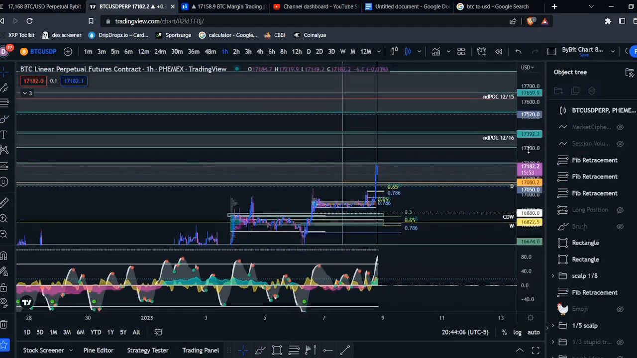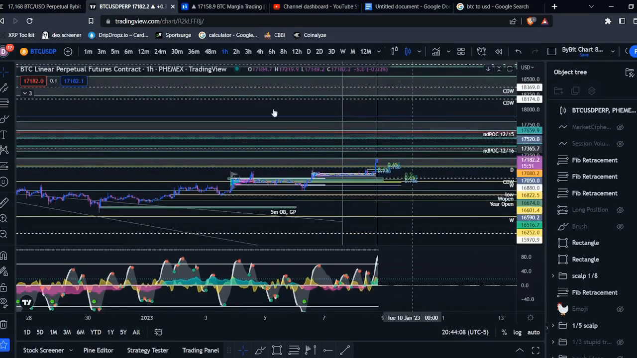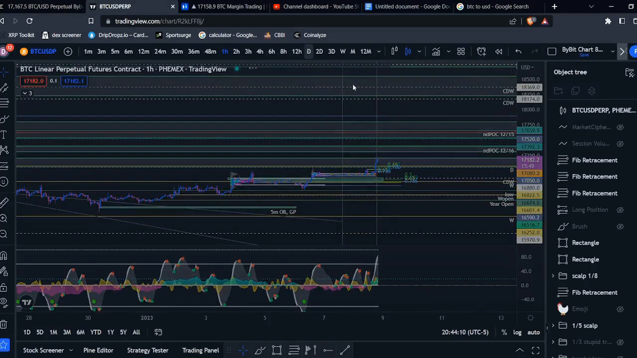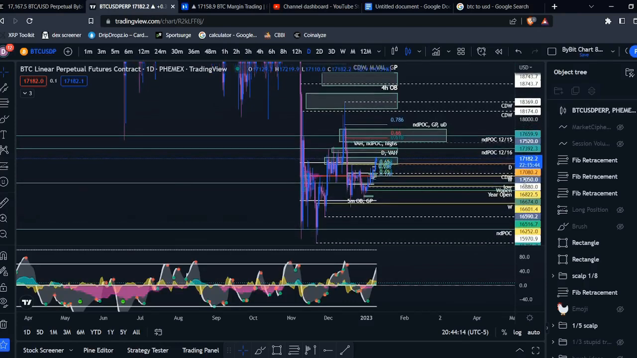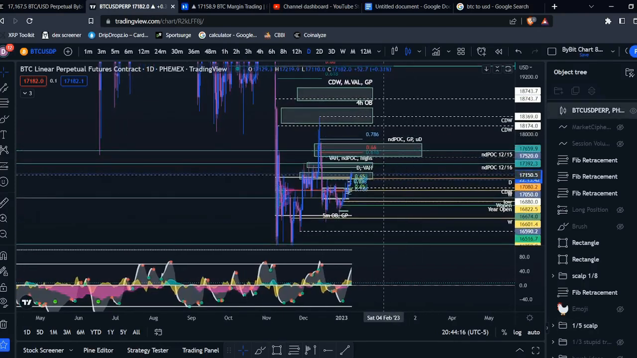If we end up just pumping through all these levels, there's still plenty of resistances above us, which I will go more in depth into in another video.